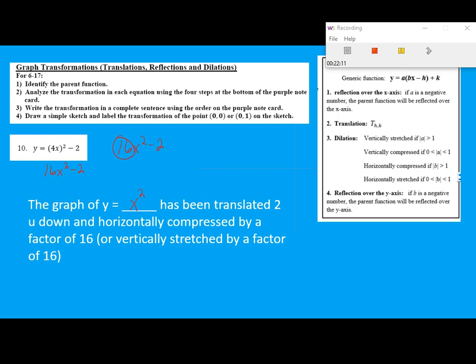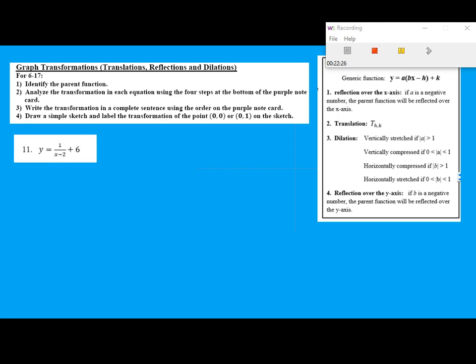Next one I'll do is number 11. Like I said, just pause if I get going too fast. You can write that sentence down. Here's our number 11. We got 1, 2, 3, 4.